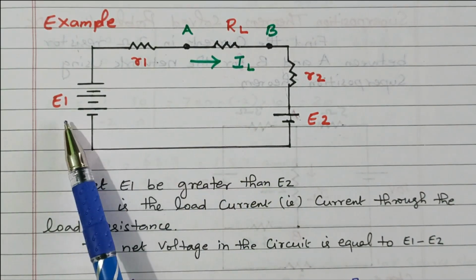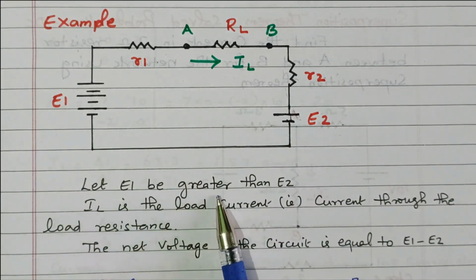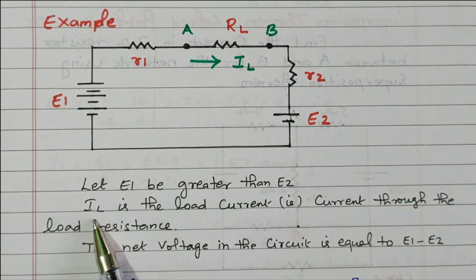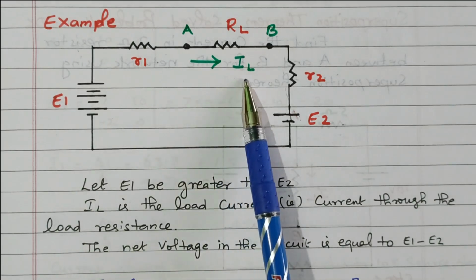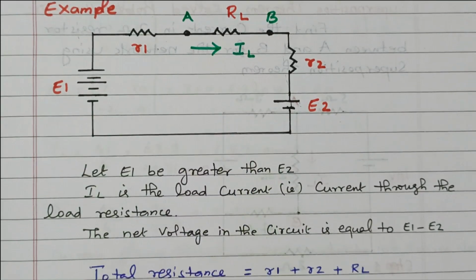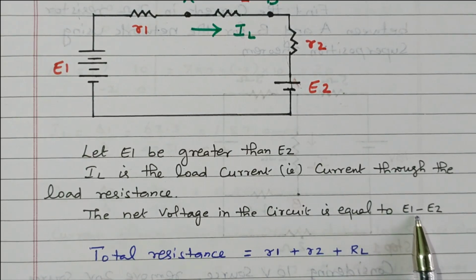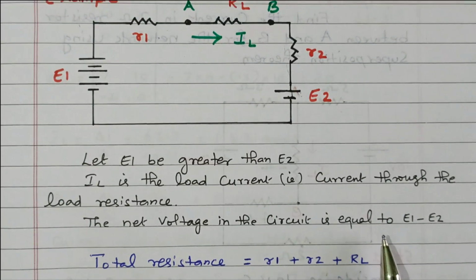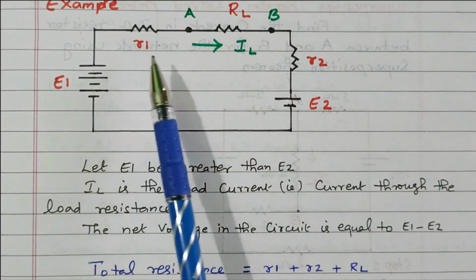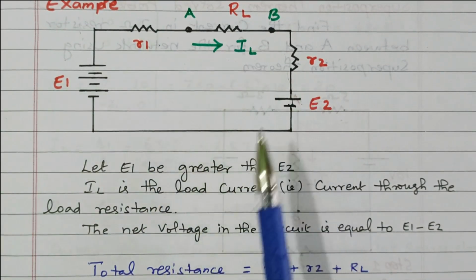So in this circuit, let us consider E1 is greater than E2. Let E1 be greater than E2, so that IL is the load current flowing through the load resistance. This IL is nothing but the load current flowing through the resistance, right? So due to that, the net voltage is nothing but E1 minus E2, because we consider E1 greater and E2 lesser, right? So what is the total resistance in the circuit? The total resistance is nothing but R1, RL and R2, right? The load resistance, and apart from that another two resistors are available.